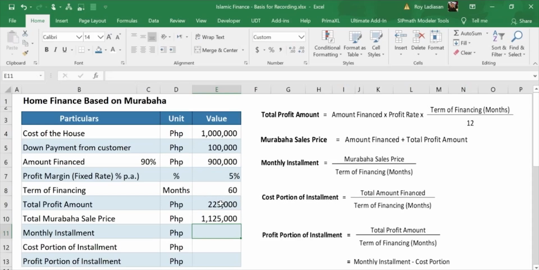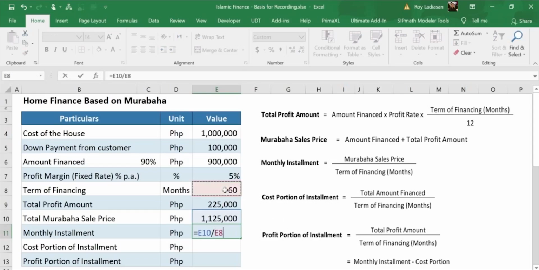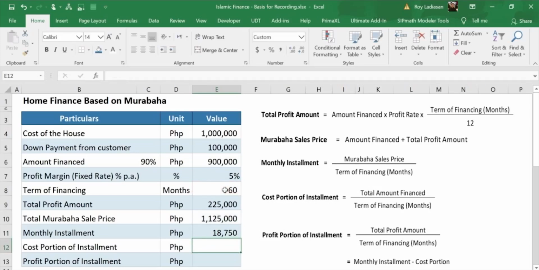And also based on the case study, after we determine the total Murabaha price, we need to determine how much the monthly installment is. To calculate the monthly installment, since we already determined the total Murabaha sales price, we divide the total Murabaha sales price by the number of months, the term of financing. In which case, the monthly installment is 18,750 pesos.